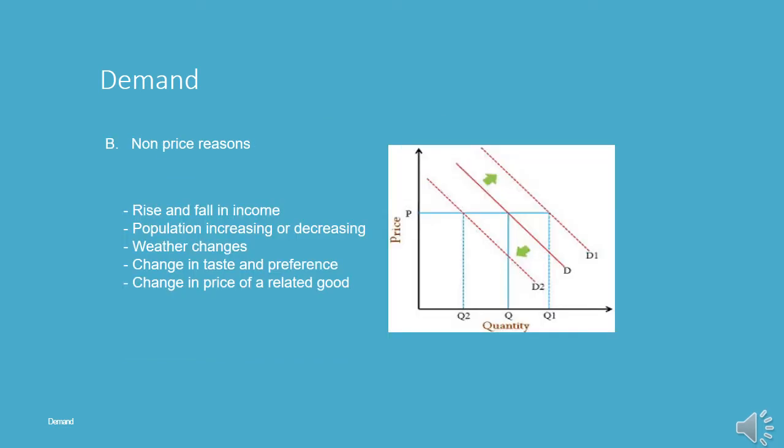Non-price reasons for change in demand are due to: 1. A rise or fall in income. 2. An increase or decrease in population. 3. Change in weather conditions. 4. A change in taste and preference. 5. Change in price of a related good.